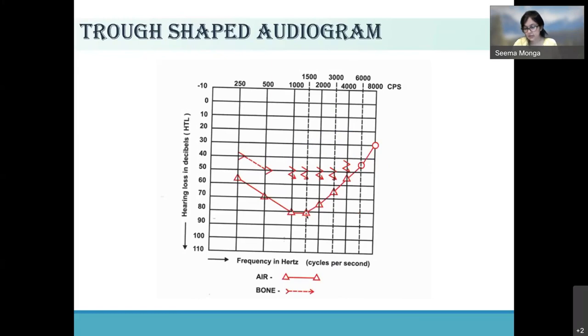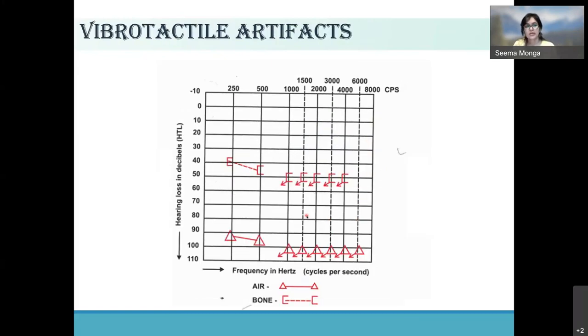Again, these are all typical pictures, but sometimes they cannot be seen. These are vibrotactile artifacts that I've just told you about. 250 to 500 Hertz, low frequency. These are actually not the threshold, but these are only the vibrations.